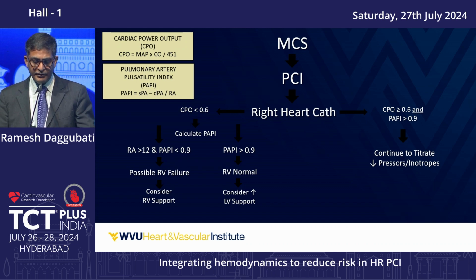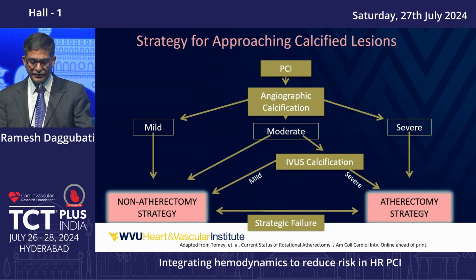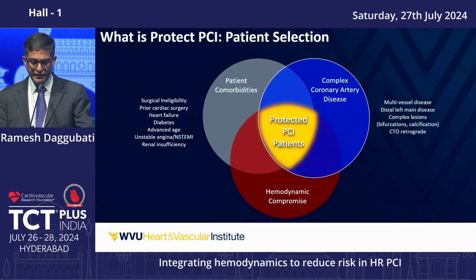In my patient, the PAPI is more than 4, so it is normal, and everything looked very good in my patients. But right heart catheterization will allow you to decide whether it is RV failure or LV failure, and what you can do about these patients. So I think this I'll skip.